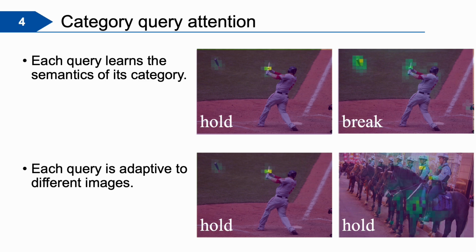And the second discovery is that each query is adaptive to different images. For the same query hold, the first image focuses on the baseball bat. The second image focuses on the upper body of the riders on the horses. This shows that the attention is adaptive to different images.